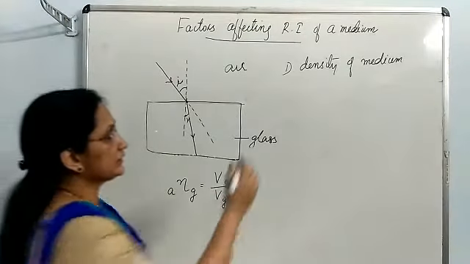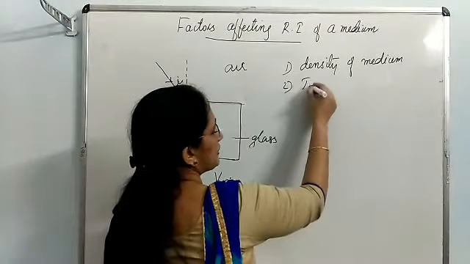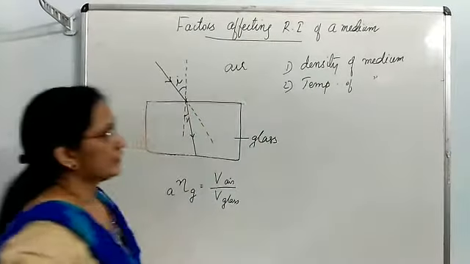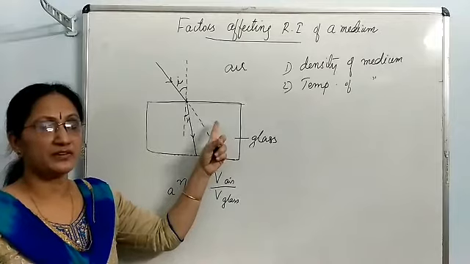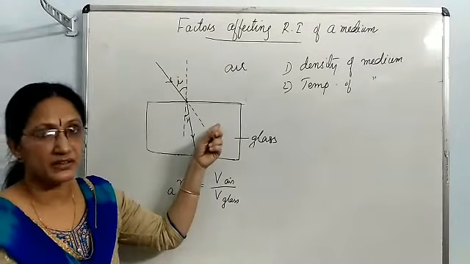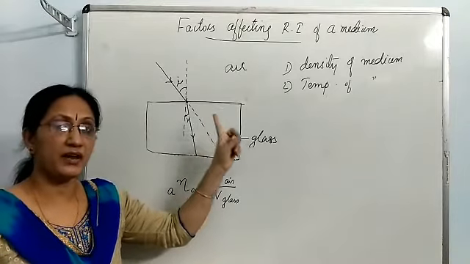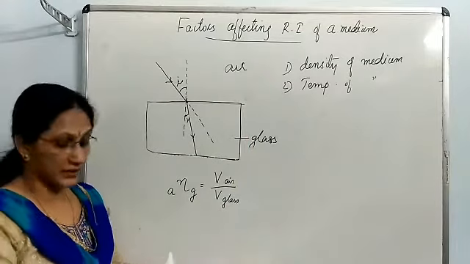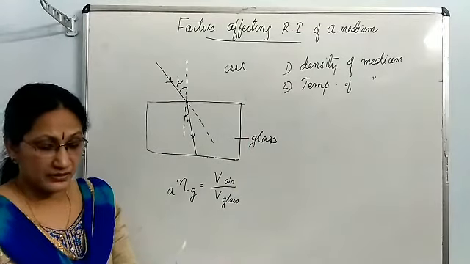Then the second factor, temperature of the medium. If the temperature of the medium increases, its density will decrease, then speed will increase. When speed increases, refractive index will decrease.